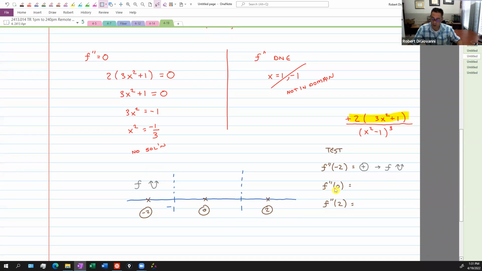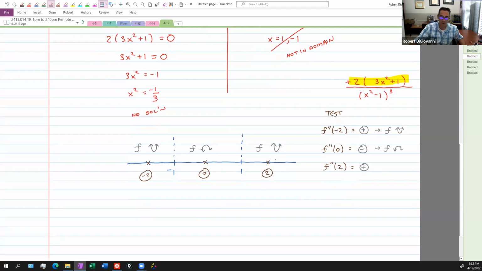Now, what happens if you plug in 0? Well, we know the top is positive always, right? But what happens when you plug 0 in here? 0 squared is 0. Take away 1 is -1, right? -1 cubed is negative. So this is going to be a negative number, which means my original function is concave down here, which I would put f concave down like that. And then when you plug in 2, you're going to get positive. And that means that your original function is concave up.